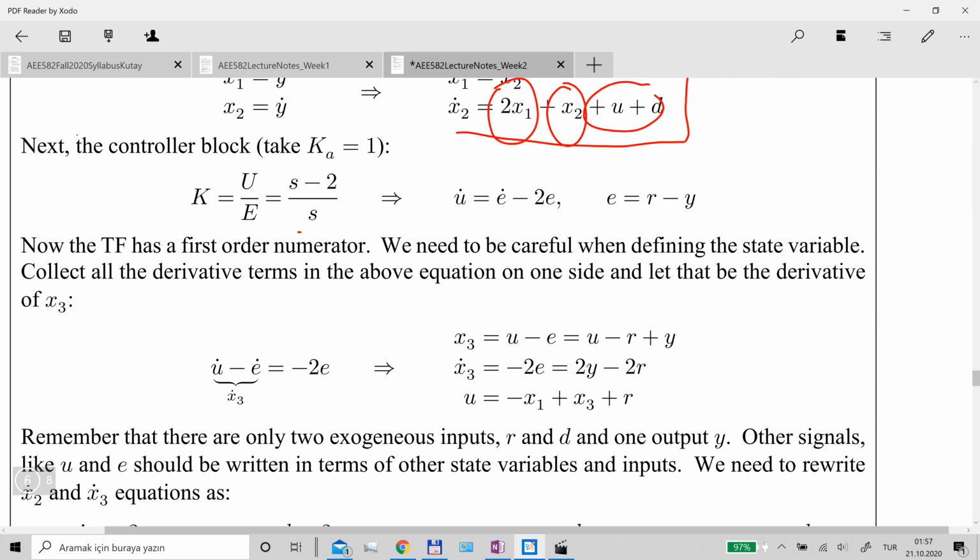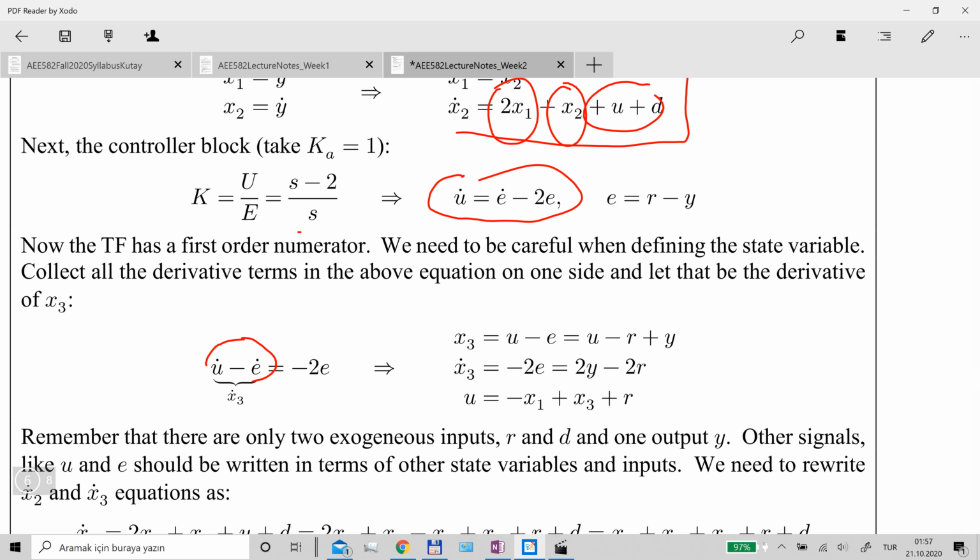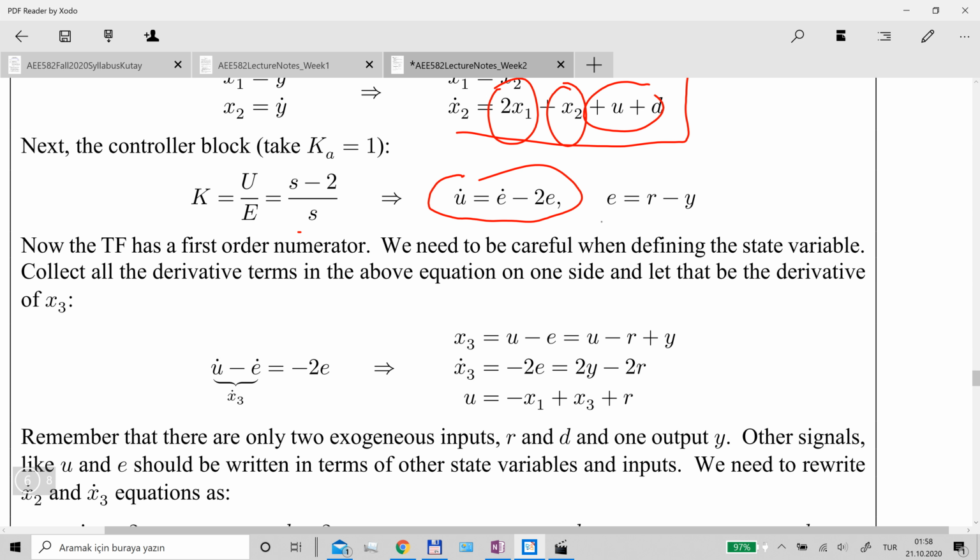So I start with the original differential equation, and then you collect all derivative terms on one side, as I did here, and you define those derivative terms to be the derivative of your state variable. I already used x1 and x2 as state variables for the plant block, so I need to define a new state variable here, and I call that x3. So I define x3 such that the derivative of x3 is given by this relation.